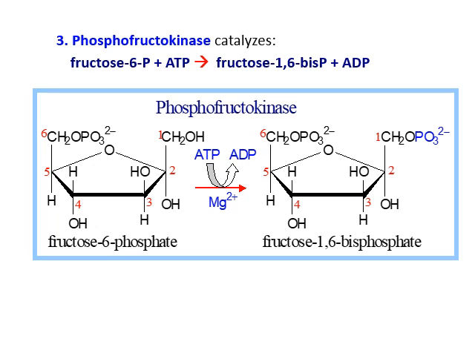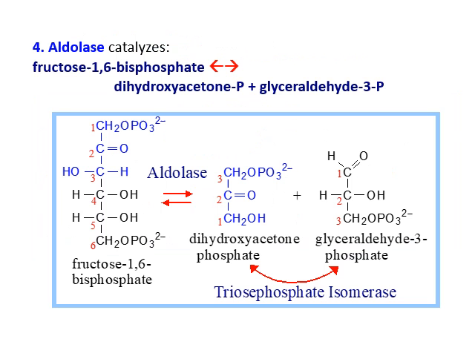The next step is cleavage. The 6-carbon sugar is cleaved to form two 3-carbon molecules, glyceraldehyde 3-phosphate and dihydroxyacetone phosphate. This reaction is catalyzed by an aldolase enzyme.